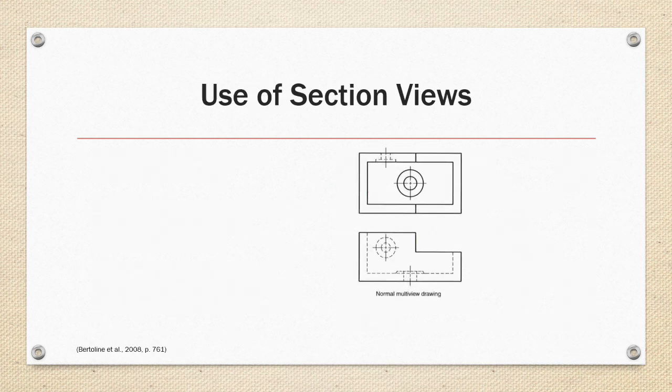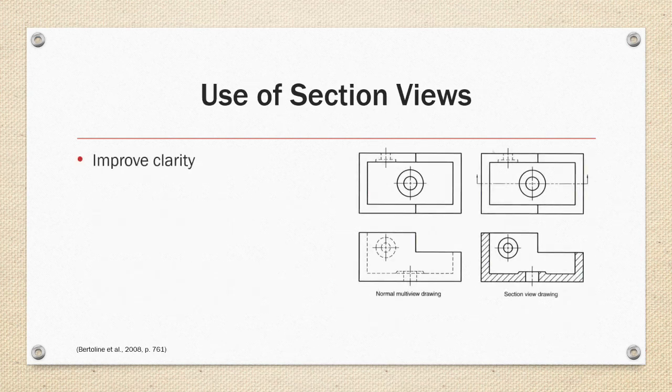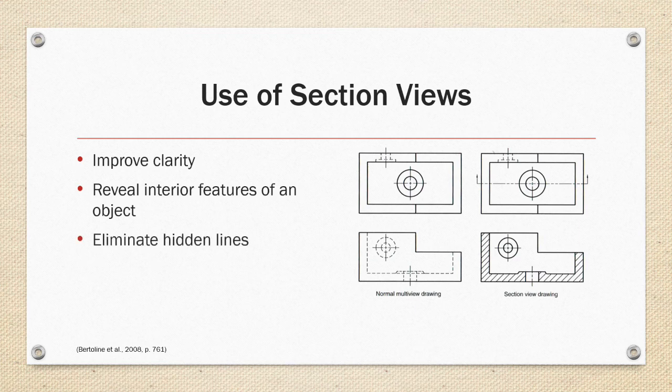Section views are primarily used to improve clarity, reveal interior features of an object, and eliminate hidden lines, as in the example on the right. By a section view, as shown on the far right, rather than the standard projected view shown on the near right, the interior of the example part can be described and dimensioned without any hidden line references in the forward-facing view.